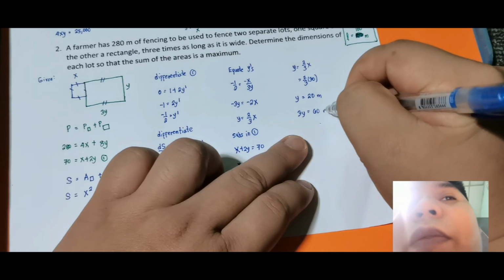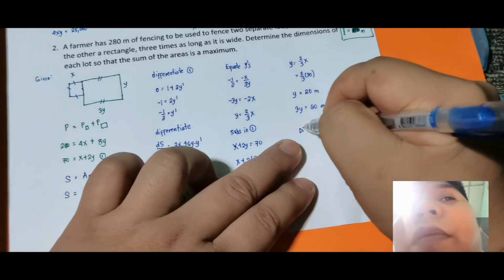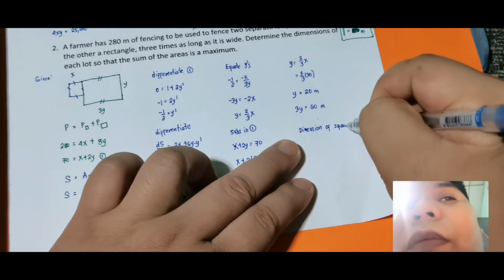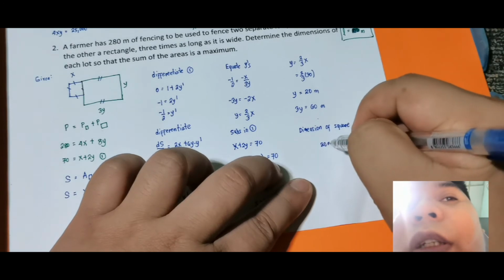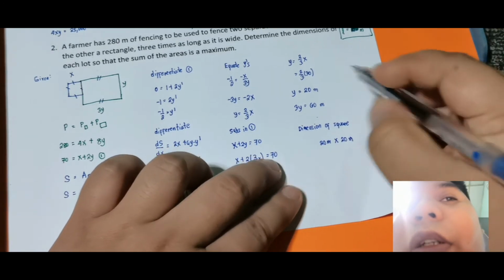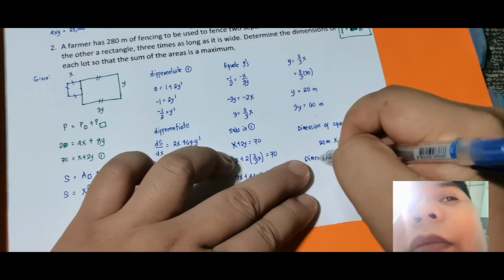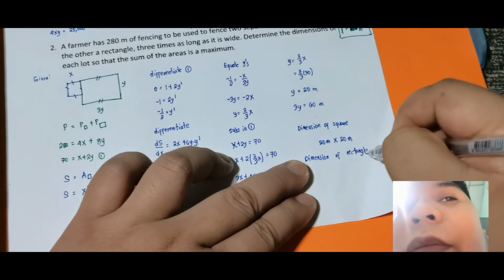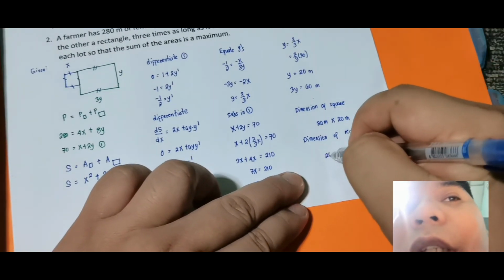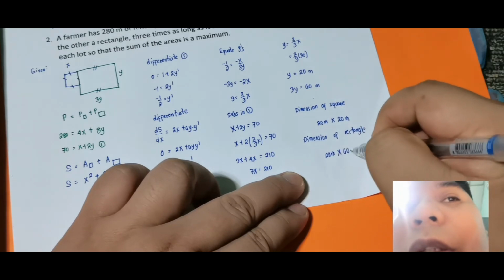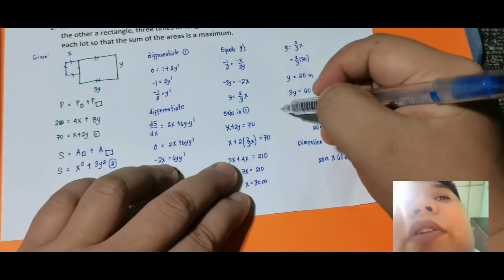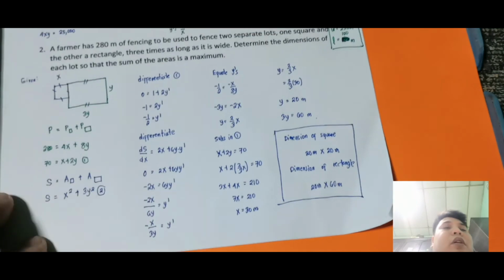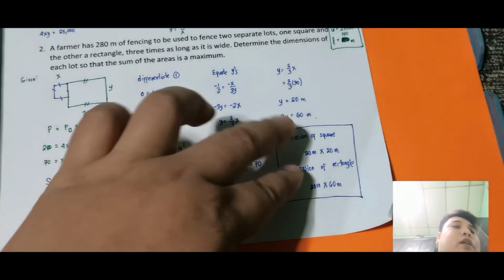So this is 20. Okay, so dimension of square, lagay ko na lang. So dimension of square is 20 meter by 20 meter. Dimension of rectangle is 20 meter by 60 meters. Okay, so therefore ito yung ating sagot. Si dimension nila.